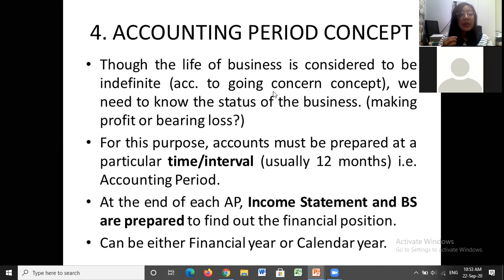We still need to know the status of the business, right? We need to know whether the business is earning a profit or bearing a loss. Are you able to hear me? Profit or bearing a loss. So accounting period concept, for this purpose, in order to know the status of the business, accounts must be prepared at a particular time or interval, which is known as accounting period.